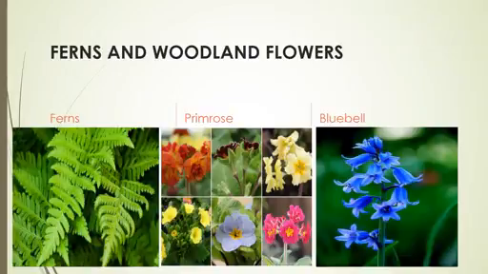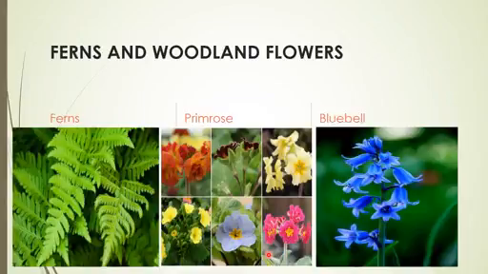Coming to the next slide, now you can see there is a picture given. There are ferns, primrose and bluebells. You can see ferns are like one big stem on which there are feathers, like the birds have feathers for flying. Same you can see here in this picture, it has ferns. In the second one there are 6 pictures of the primrose. Different kinds of flowers are included in that category.